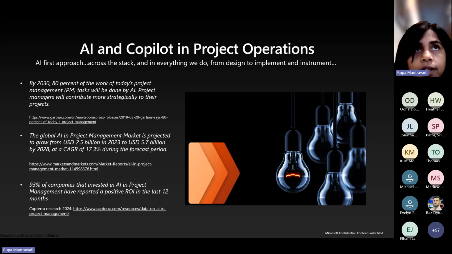It does not work in Project for the web because Project for the web is more about task scheduling. Project Operations brings in the whole resource management and enterprise resource planning concepts. And those are the concepts that power the resource recommendations feature that we have in Project Ops.